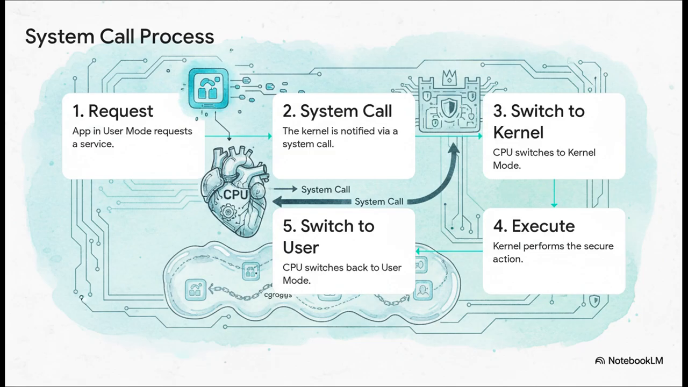Your app in user mode needs something done, so it triggers a system call. The CPU then carefully switches from user mode into the powerful kernel mode. It hands control over to the OS, which checks the request, makes sure it's safe, and then does the work. Once it's done, the CPU switches right back to user mode, and your app continues on its way.